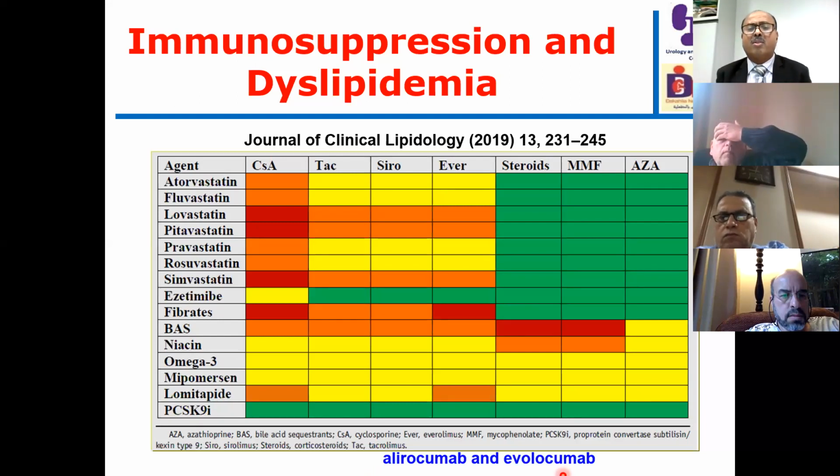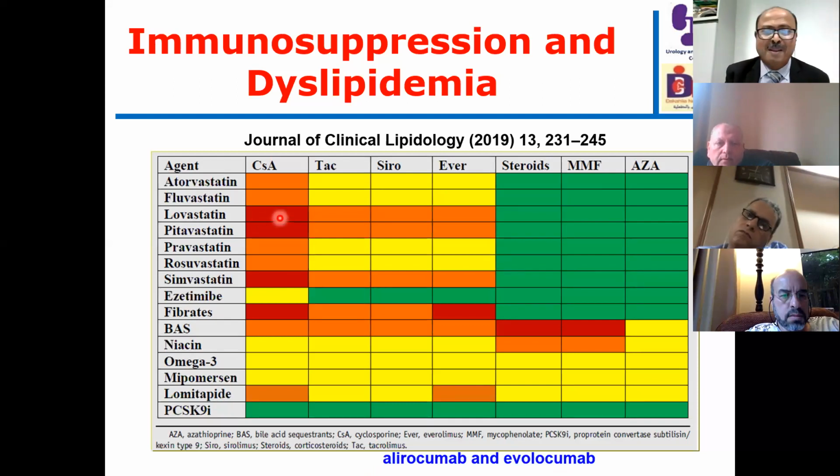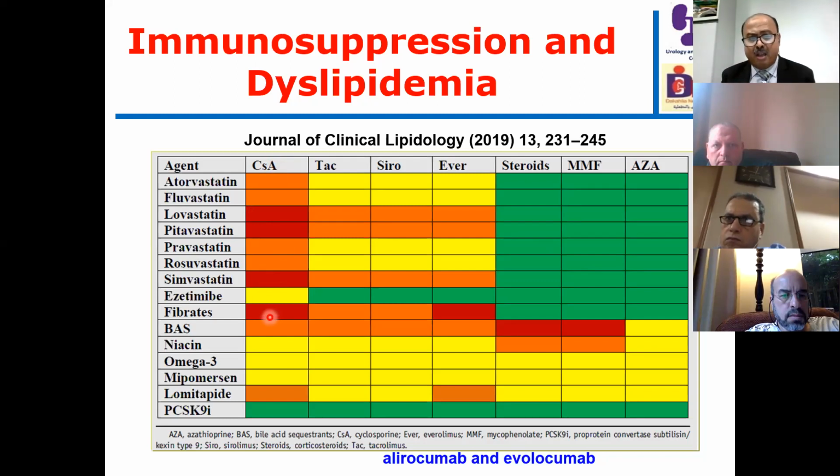What are the interactions? Look at the color. If the color is deep, don't combine. Deep red or brown, I don't know if it is deep red or brown, but the darker color in this slide means it is contraindicated to combine cyclosporin with lovastatin. To combine cyclosporin with simvastatin, it is contraindicated. It is contraindicated to combine cyclosporin with fibrates. So deep color means contraindication.